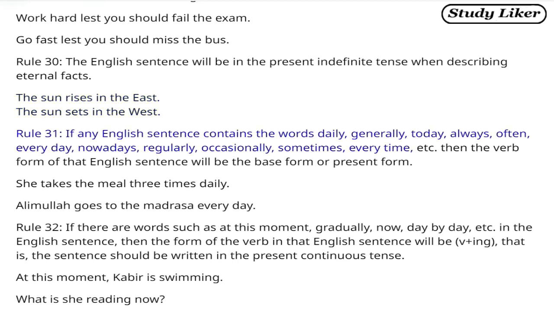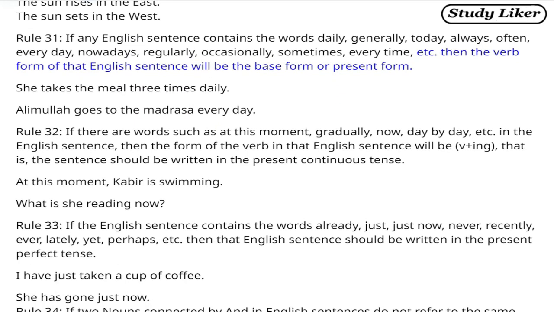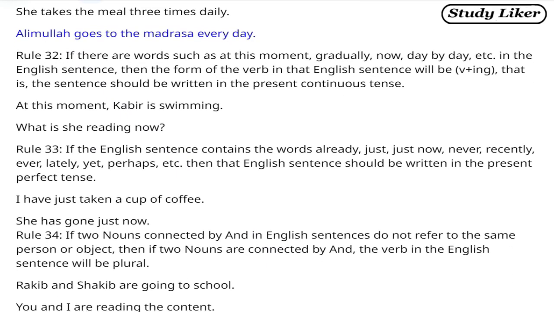Rule 31, if any English sentence contains the words daily, generally, today, always, often, every day, nowadays, regularly, occasionally, sometimes, every time, etc., then the verb form of that English sentence will be the base form or present form. She takes the meal 3 times daily. Alamullah goes to the madrasa every day.